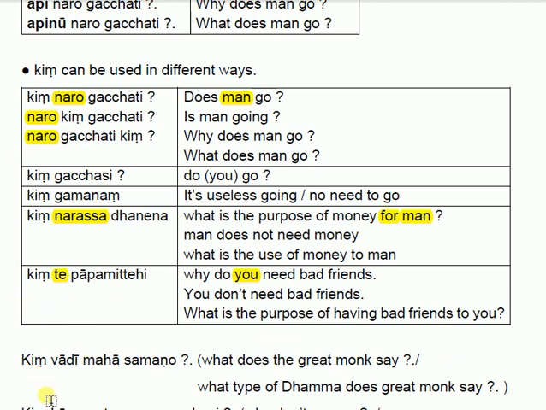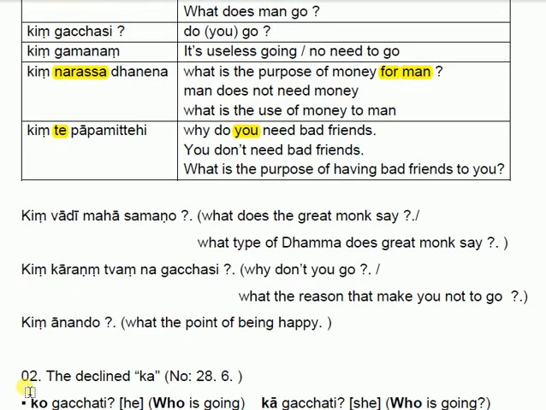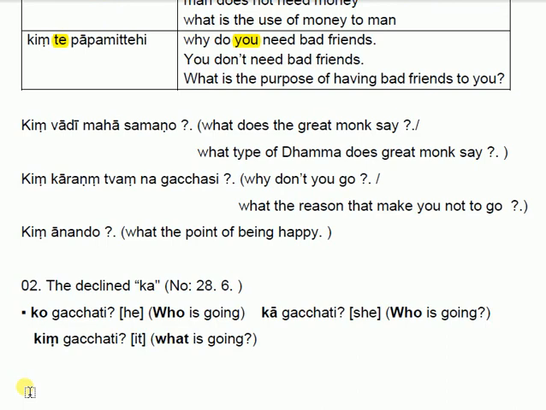And we have more examples here. Let's go down. Right, here. Kim vadi mahāsamaṇo. Kim vadi mahāsamaṇo. So, what does the great monk say? Mahā means great. Samaṇo means monk. Vadi means says. So kim vadi mahāsamaṇo means what does the great monk say? Or what type of Dhamma does the great monk say?